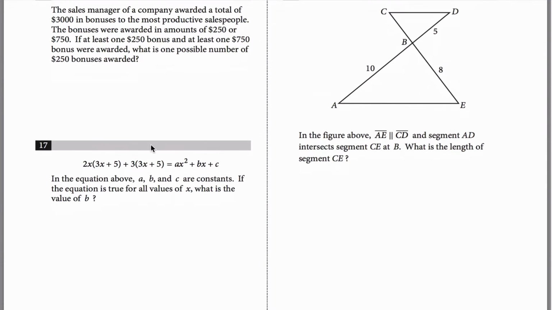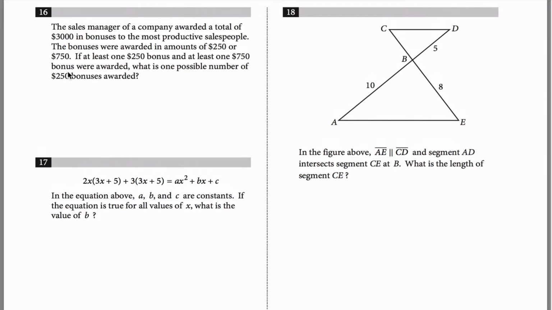longer multiple choice. So for 16, the sales manager of a company awarded a total of $3,000 in bonuses to the most productive salespeople. The bonuses were awarded in amounts of $250 or $750. If at least one $250 bonus and at least one $750 bonus were awarded, what is one possible number of $250 bonuses awarded? Okay, so lots of possible answers here.